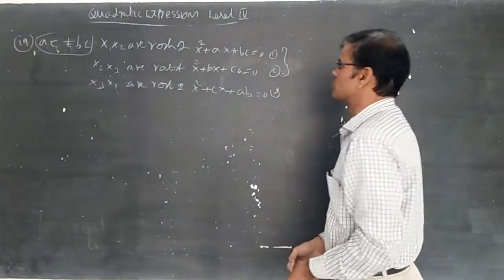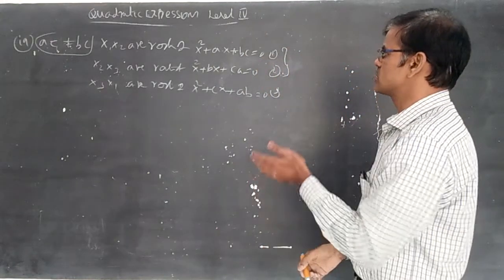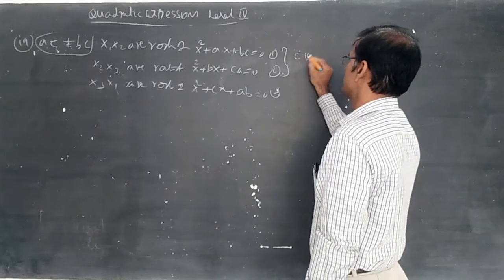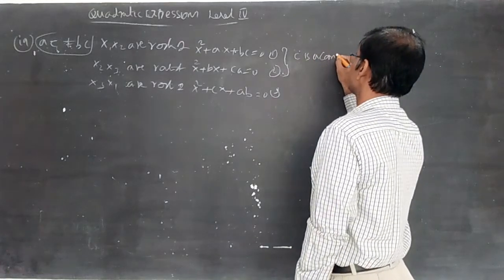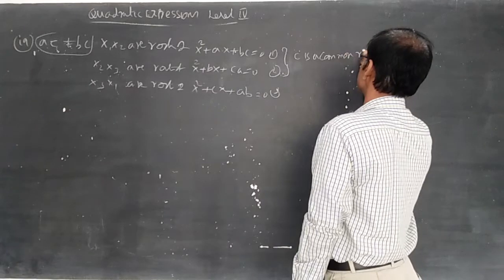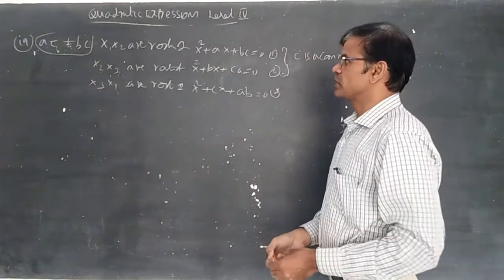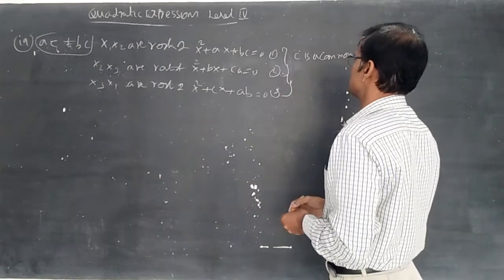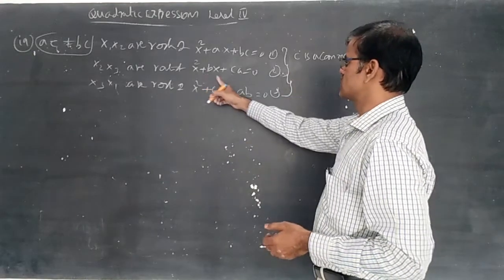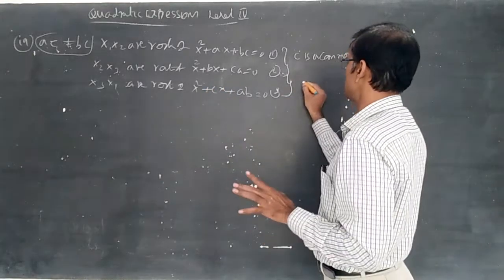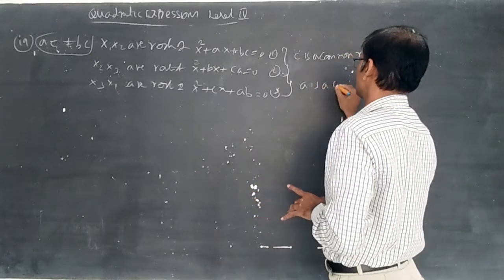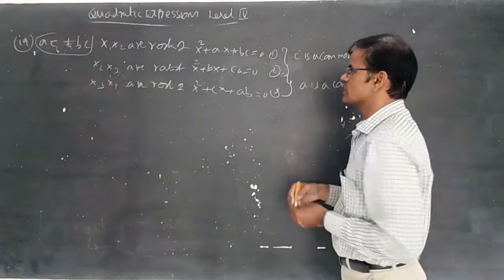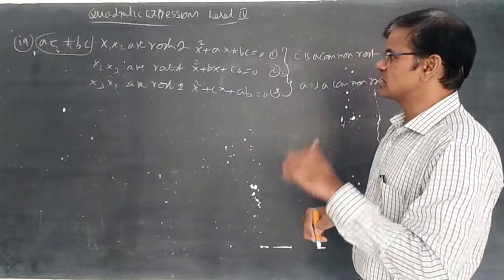For 1 and 2, if you put c: c² plus ac plus bc, and c² plus bc plus ca. c is a common root. For 1 and 2, c is a common root, so x2 is c here. For 2 and 3, a² plus ab plus ac, a² plus ab plus ac, a is a common root. So x3 is a here.